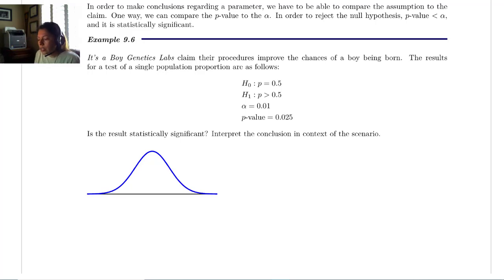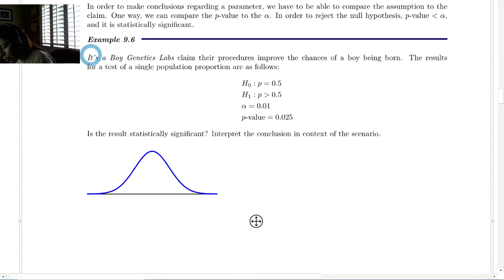All right, so let's look at example 9.6. It's a boy genetics lab claiming their procedures improve the chances of a boy being born. The results for a test of a single population proportion are as follows. Here they're saying the null hypothesis is the population proportion is 50%, right? 0.5. This is status quo.